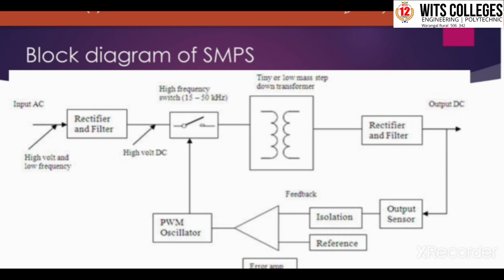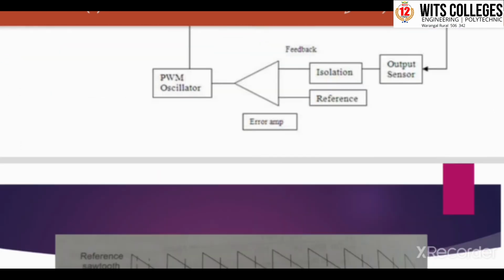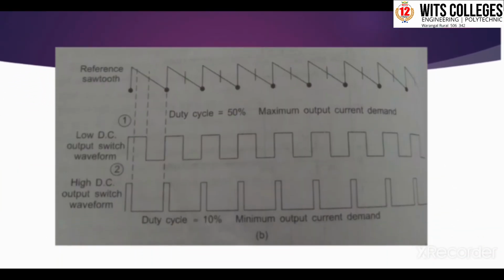When the duty cycle is at 50%, as in the first diagram, the maximum amount of energy will be passed through the step down transformer. As the duty cycle is decreased, as in the second diagram where the duty cycle is 10%, less energy will be passed to the step down transformer.